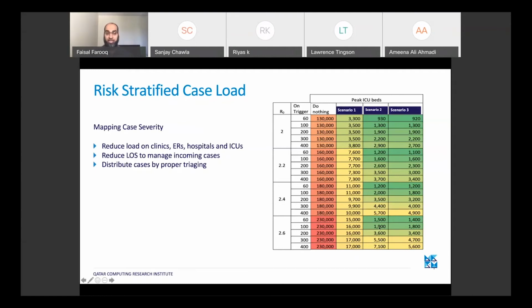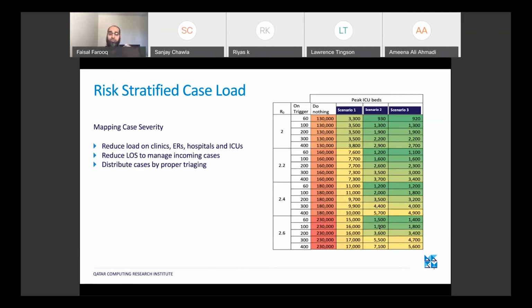Now, how do we do that? We basically make sure that the people that are not at as high a risk can stay out of the hospitals, can stay out of the emergency rooms, can be taken care of either in the outpatient setting or in their homes by proper triaging and proper management.